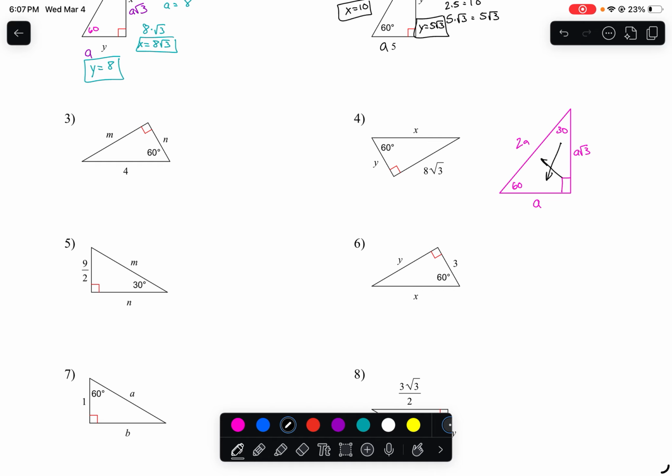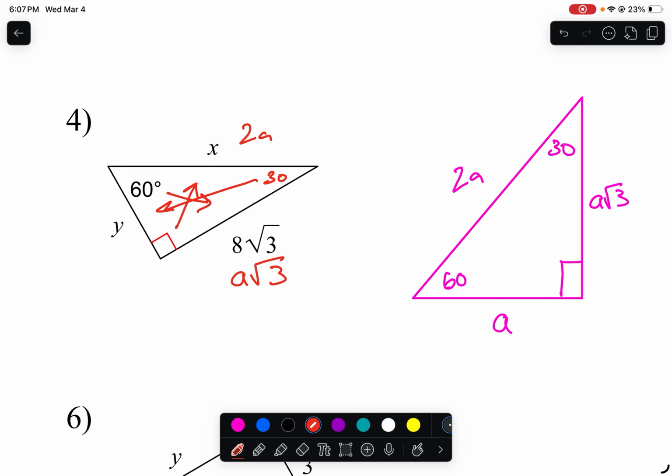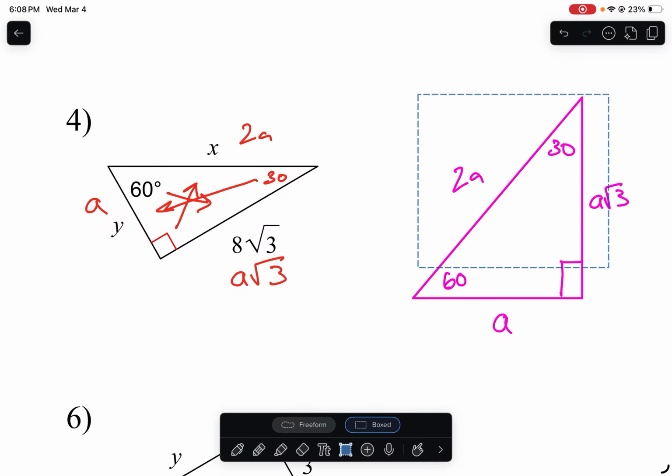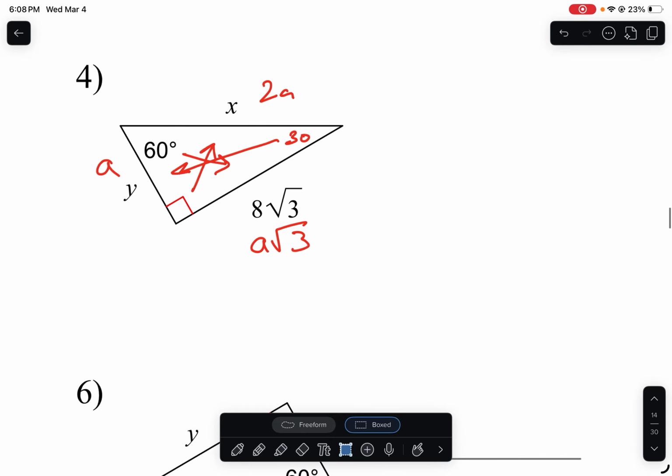All right, let's go ahead and try this one here. All right, so again, first thing I'm going to do is go label all of my sides. I've got that my side across from 60 is equal to a root 3. I've got that my side across from 90 is equal to 2a. And I've got that my side across from 30 is equal to a. So in this case, they did not give me my a value right off the bat. I'm going to have to work for it a little bit, but that's okay.